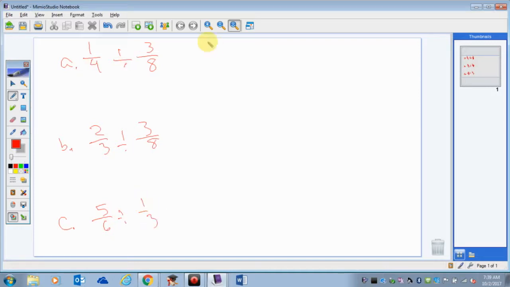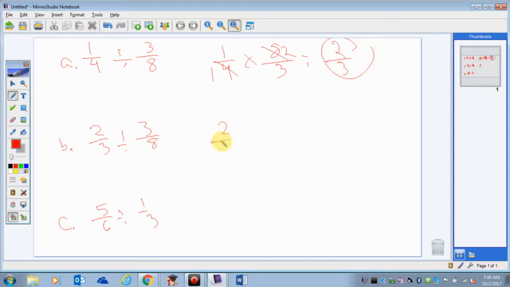Alright, so the first one, I'm going to have 1/4 divided by 3/8. Bring it over here, keep the first part the same, which is the dividend. I change this to multiplication. Flip this to the reciprocal. Cross reduce. Multiply out. 1 times 2 is 2. 1 times 3 is 3. There's my answer.